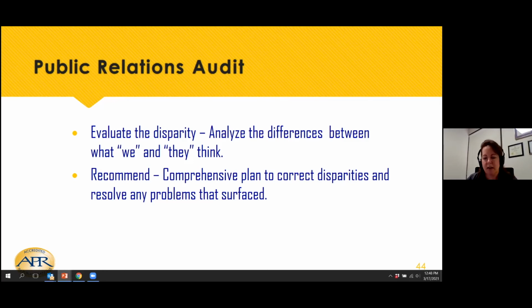So content audit is looking at strictly what's published in the media. Communications audit is all of your internal and external messaging and how it aligns with business goals and mission. The PR audit, public relations audit, is looking at the differences between what your publics think versus what your internal organization thinks, or your PR department, or your executive suite thinks.